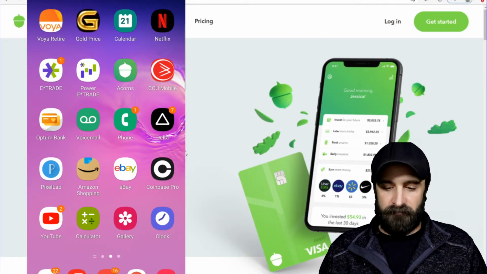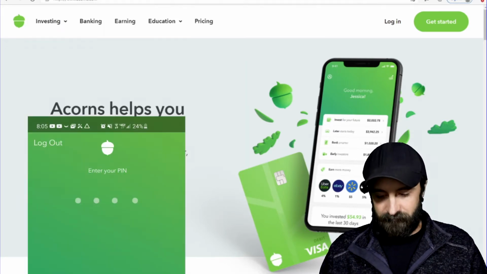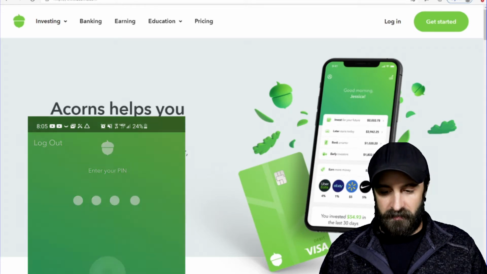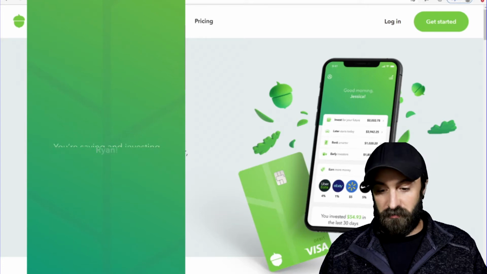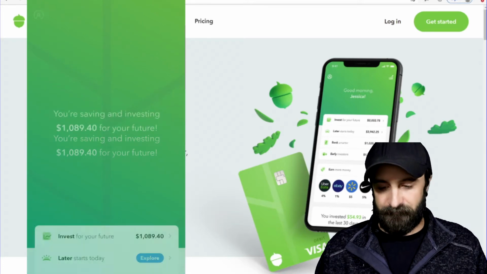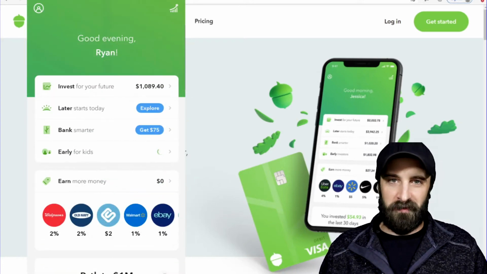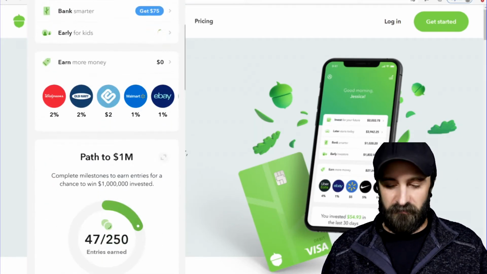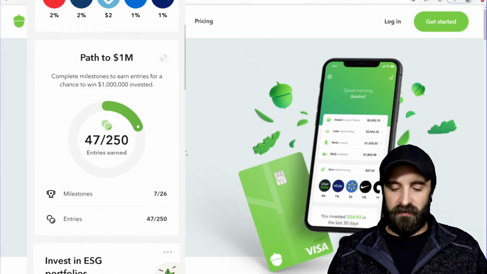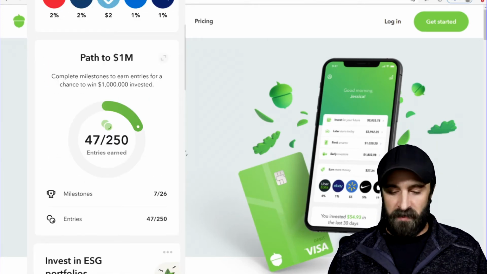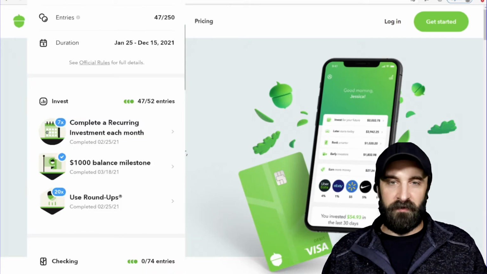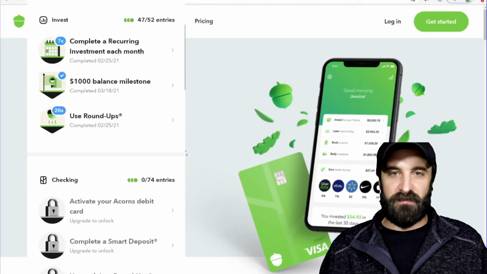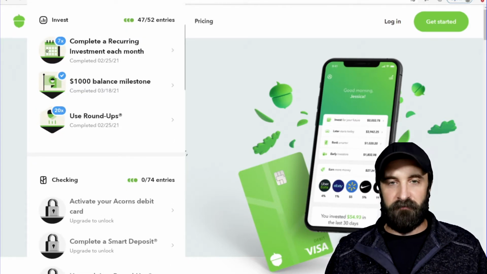I'll open up the app here, and I won't show you my password. You do enter a password, and then when it logs in, it'll show you a greeting, and then your balance. I'm not going to go through everything, but I'll try to cover the main points. It shows you your balance and a couple different features. It does have points you can earn for different milestones, like setting up your bank account and other stuff like that. Completing a recurring investment, $1,000 balance milestone, using Roundups.